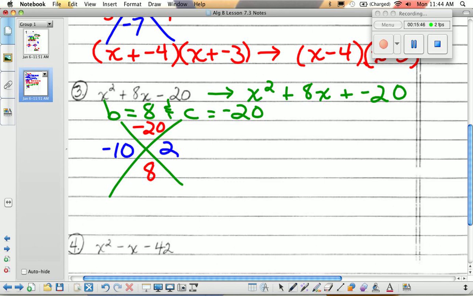Okay, well let's try it. Negative 10 times 2 is what? Negative 20. Negative 10 plus 2. Negative 8. Oh, you want a positive 8. Yeah, positive, and it's supposed to be negative 2.